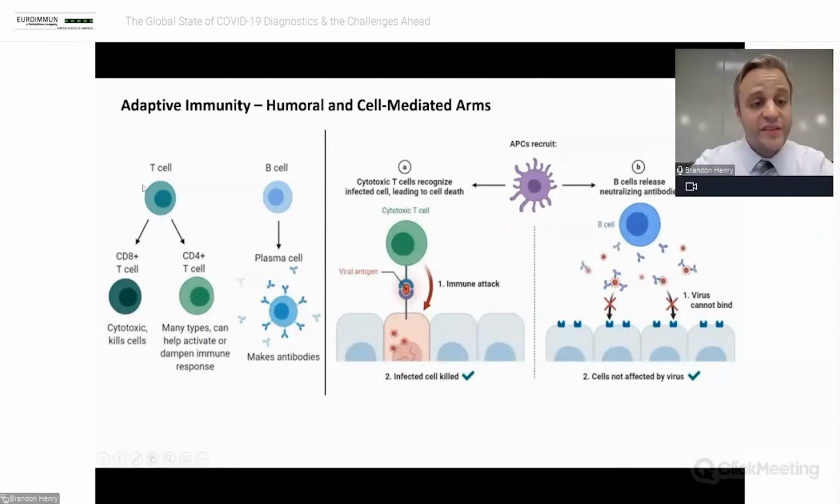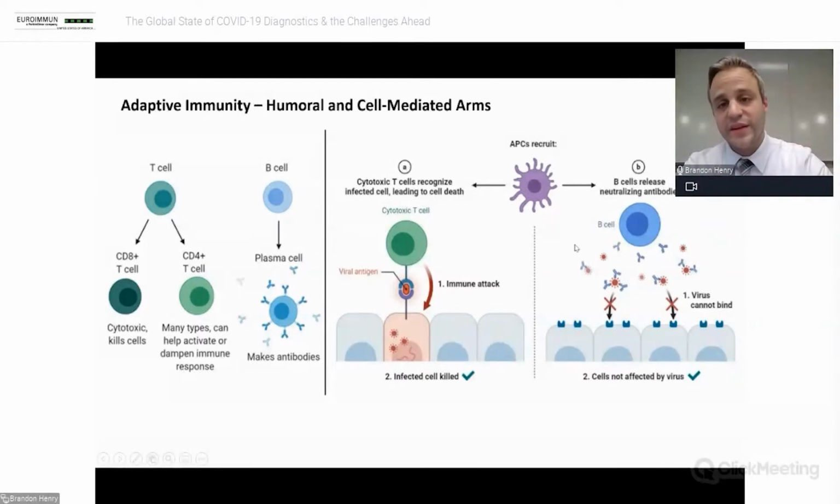And then we have T cells. We have two types of T cells. We have the CD8 T cells. These are also called the cytotoxic T cells, and they're designed to kill infected cells. And then we have T helper cells, and these play a role both with cell-mediated and humoral immunity. And there's many types. They can activate the immune system. They can suppress the immune system.